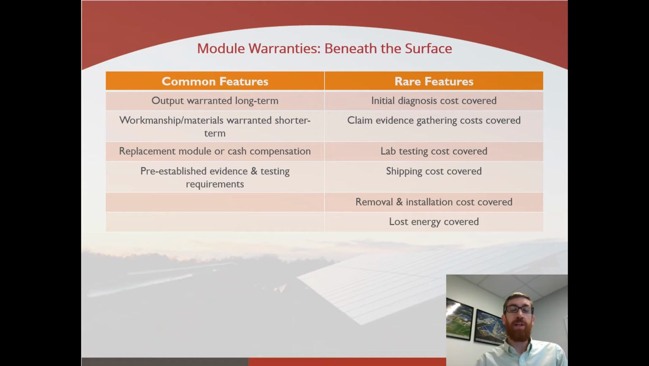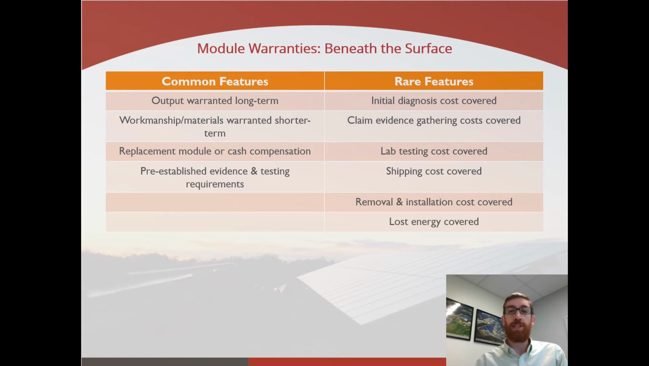Now, a lot of things that I think folks who purchase solar modules hope or wish will be included in the warranty are not as common to be included. It is not as common for things like the cost of the initial diagnosis to be covered, the actual cost of gathering the claim evidence. So oftentimes the warranty will spell out specific pieces of evidence that are required, but it is not typical for the cost of gathering that evidence to be covered. Similarly, the warranty might require some kind of lab testing, and the cost of that testing is usually not fully covered. Sometimes there will be a cost share.